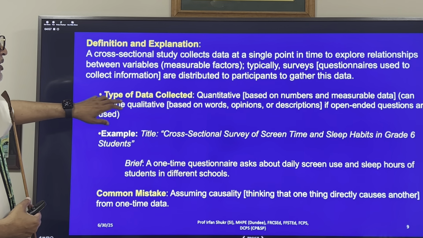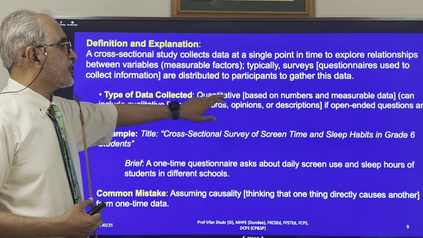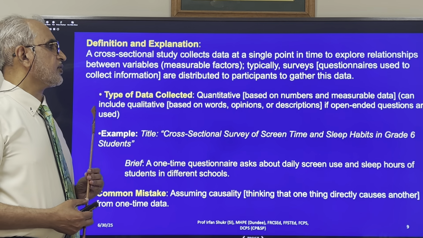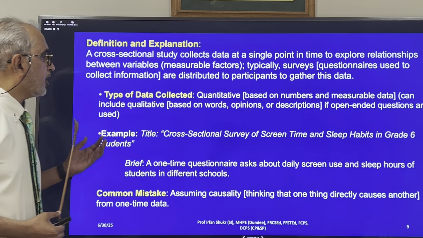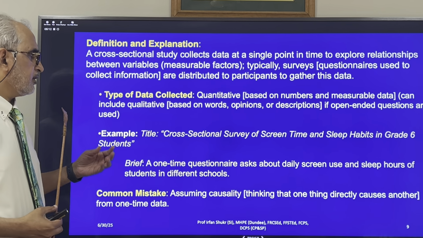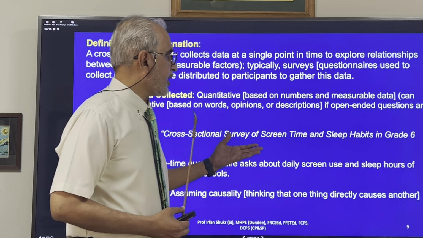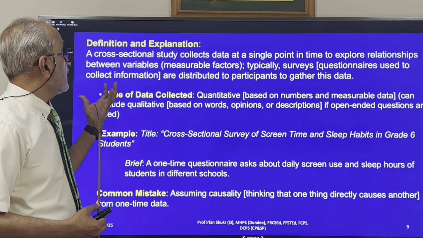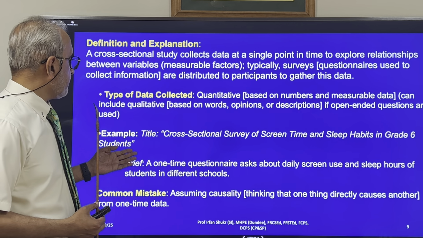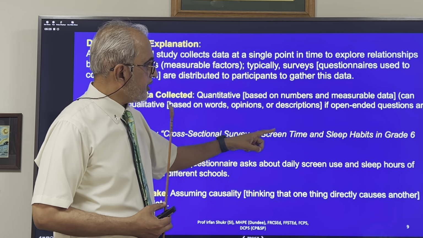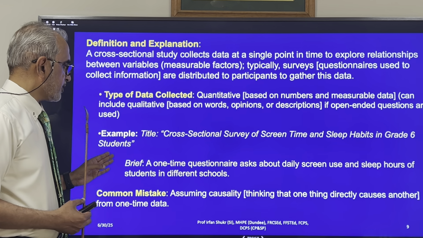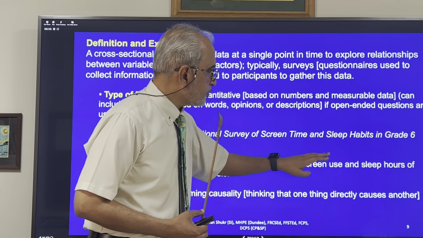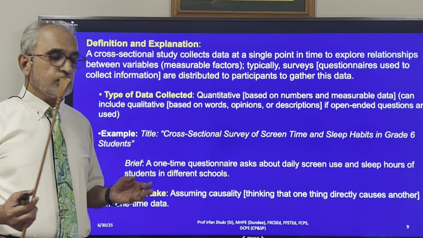Type of data collected, usually it is quantitative, based on numbers and measurable data. It can include qualitative also, based on words, opinions, or descriptions if open-ended questions are used. I can give you an example. For example, we are talking about screen time and sleep habits in grade 6 students. If we want to use a cross-sectional study design, then the example could be a cross-sectional survey of screen time and sleep habits in grade 6 students. It means a one-time questionnaire asks about daily screen use and sleep hours of students in different schools.